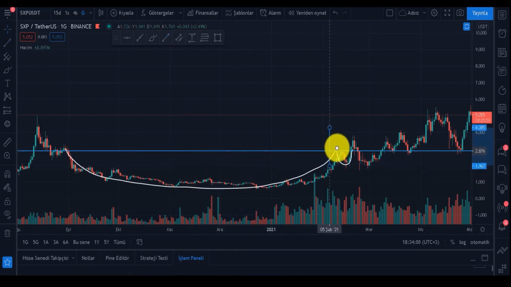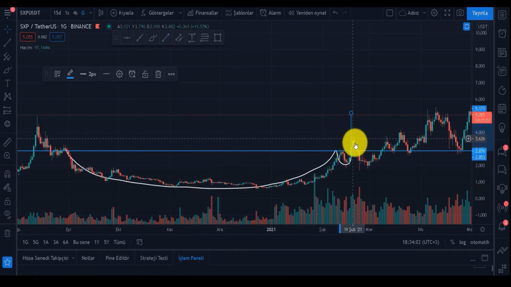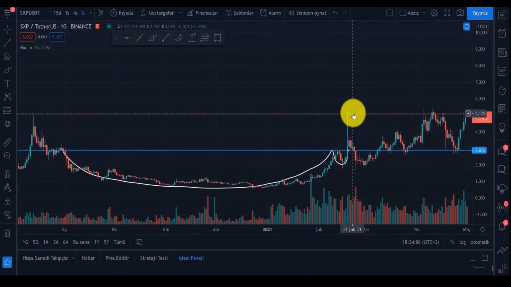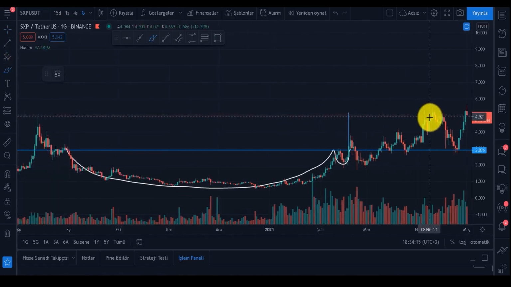Friends, as you can see here, when the cup and handle formation occurs, it shows us that the target is 520, and then it brings us to the 520 levels.